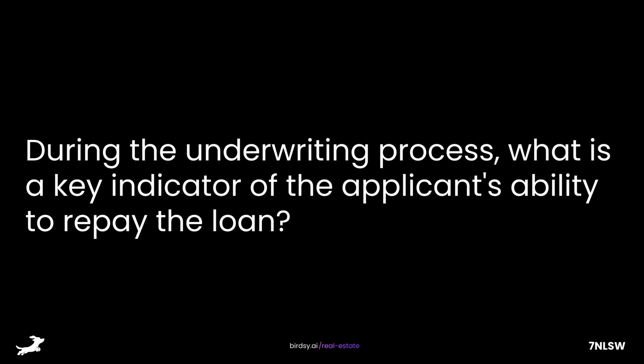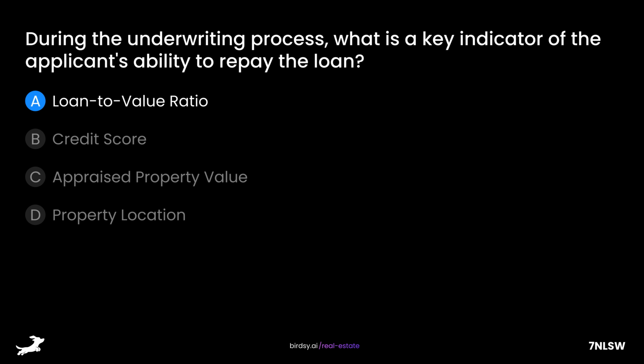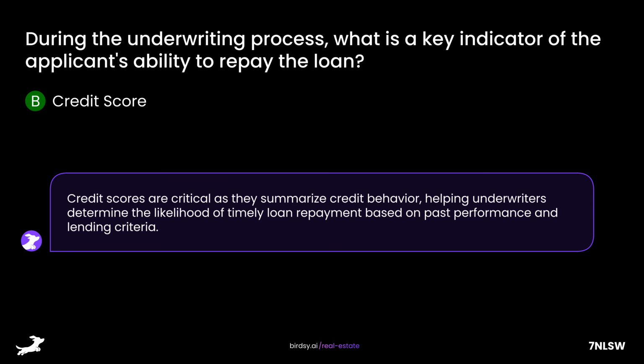During the underwriting process, what is a key indicator of the applicant's ability to repay the loan? Is it A, loan-to-value ratio, B, credit score, C, appraised property value, or D, property location? The answer is B, credit score. Credit scores are critical as they summarize credit behavior, helping underwriters determine the likelihood of timely loan repayment based on past performance and lending criteria.